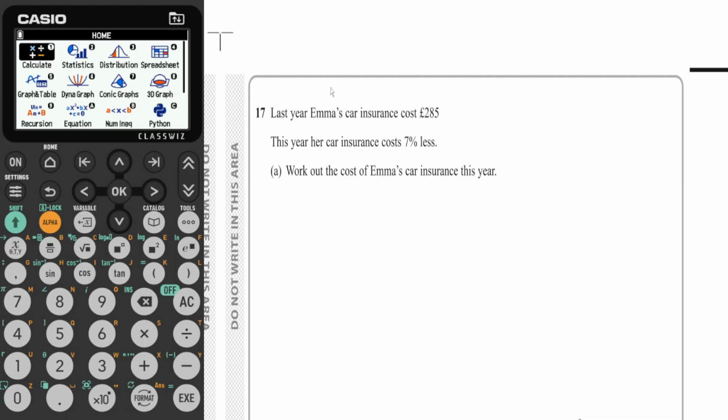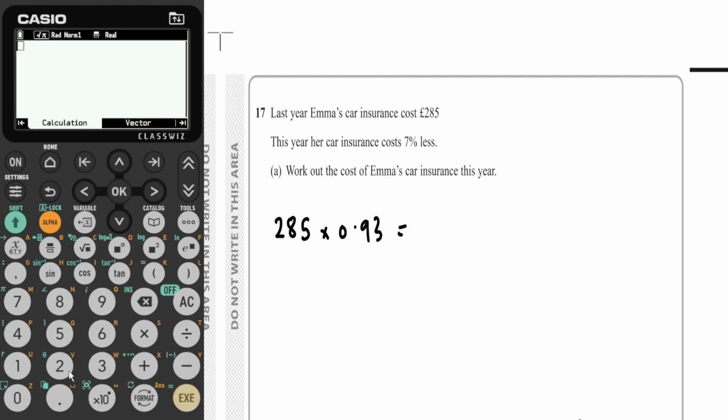Question number 17. Last year Emma's car insurance cost £285. This year her car insurance costs 7% less. Work out the cost of Emma's car insurance this year. So we have £285 and we have to multiply this by 0.93, which corresponds to having 7% less. So let's work this out. We have 285 multiplied by 0.93, which is £265.05.